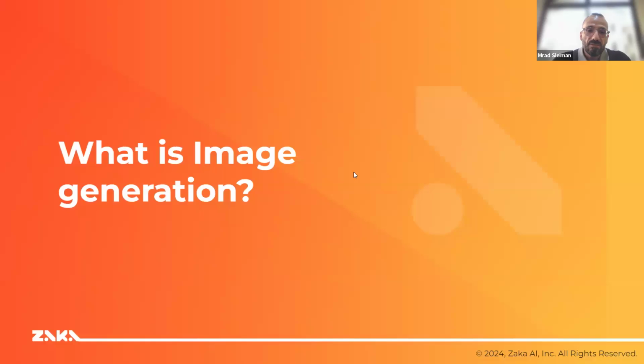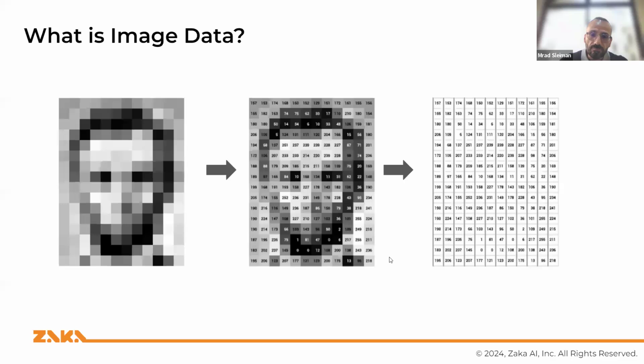All right, so what is image generation? Basically, guys, what is an image after all? You know that an image is an array of numbers, an array of pixels. This is a grayscale representation of an image. The pixel values range from 0, which is full black, up to 255, which is full white. So we have numbers between 0 and 255. This is how computers really see the image.